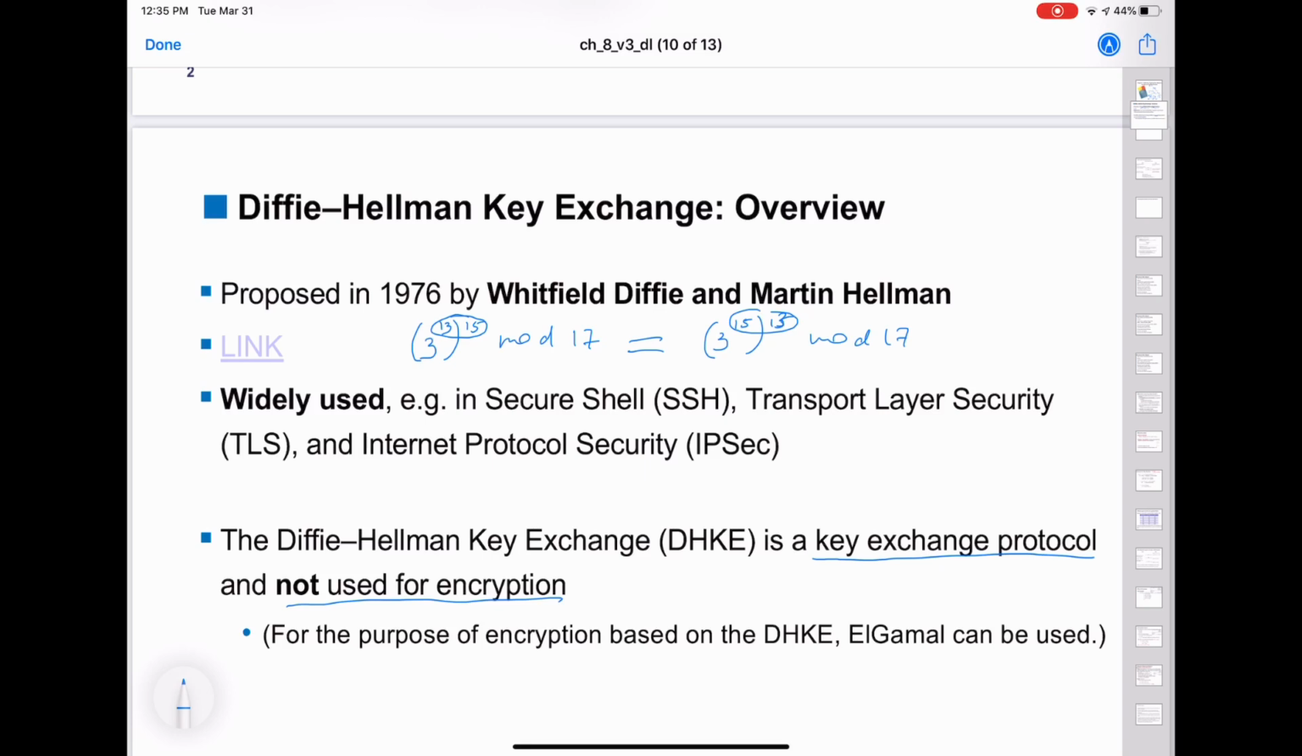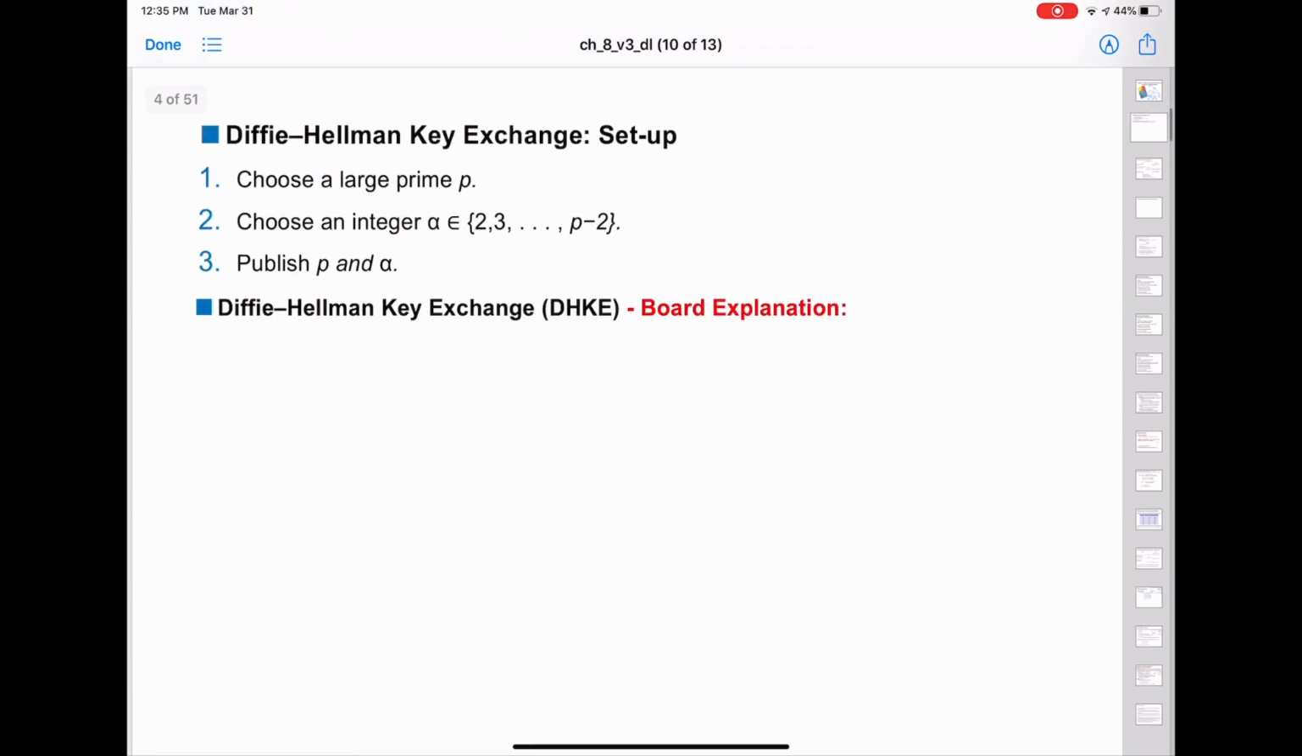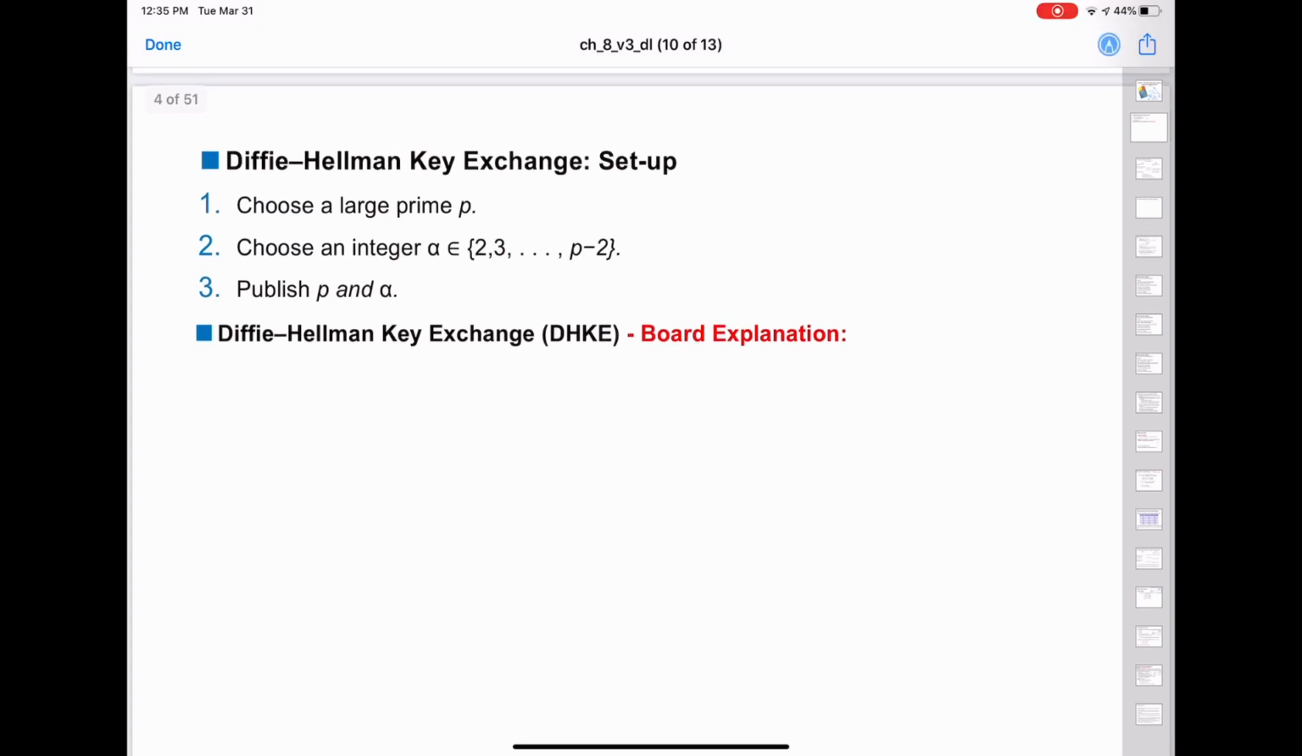So for the encryption, we're going to use El-Gamal. For the purpose of encryption with Diffie-Hellman key exchange, we're going to use El-Gamal, which we will talk about in the next slides. So now let's talk a little bit about Diffie-Hellman key exchange. How does Diffie-Hellman key exchange work?